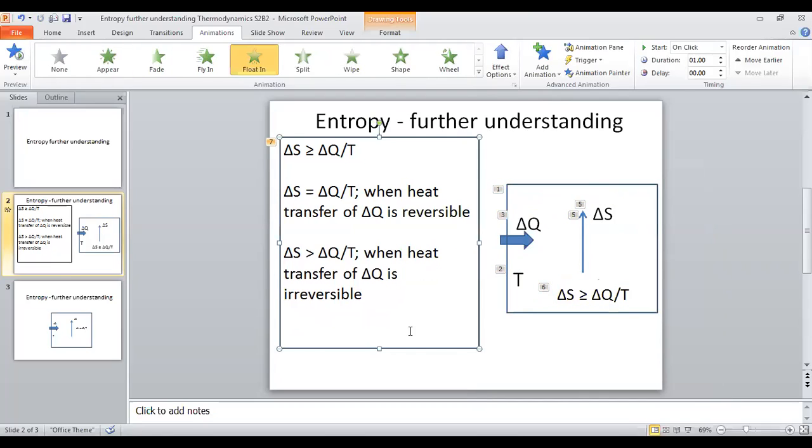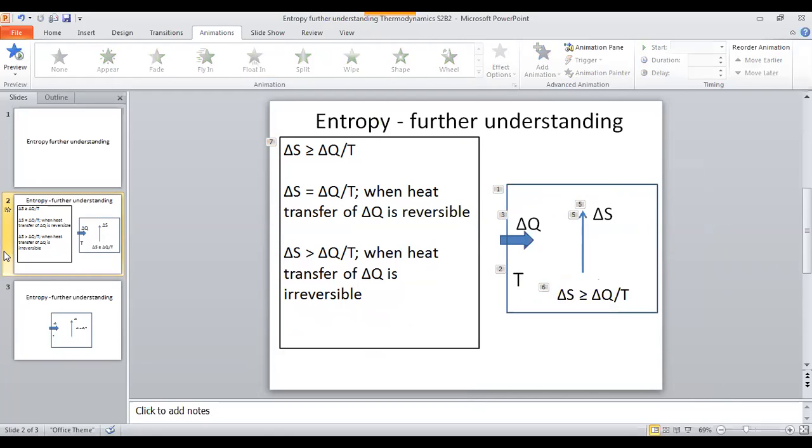Why is delta Q by T considered here, as delta S? Why is delta Q by T considered here? So that is the point.